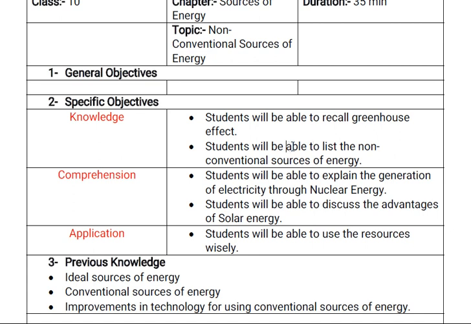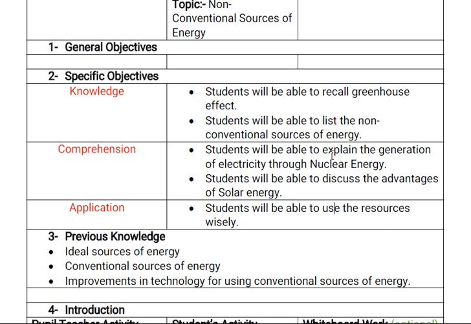Will be able, then will be able to discuss, will be able to list, will be able to explain, will be able to use. These are the action words used for particular objectives.